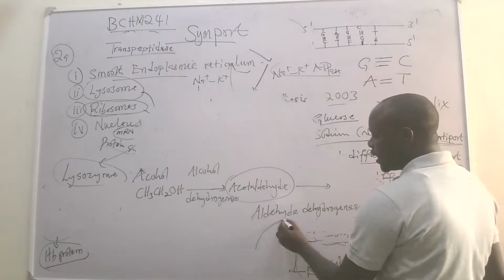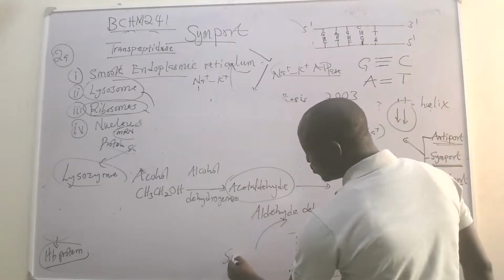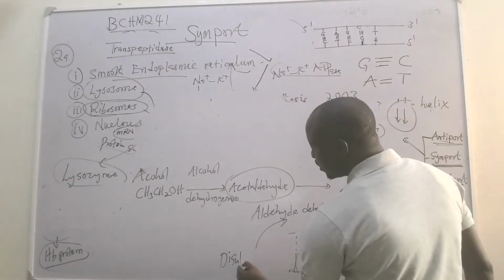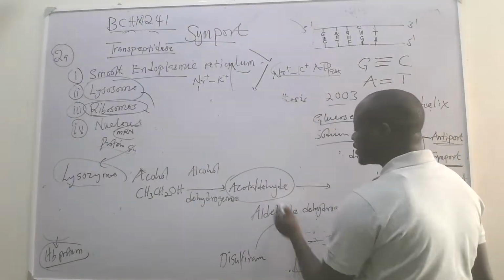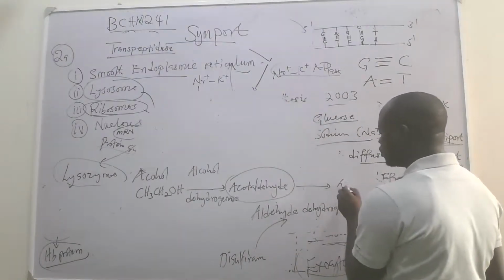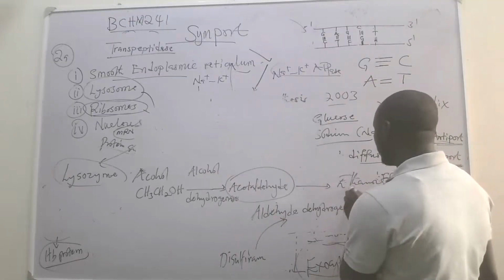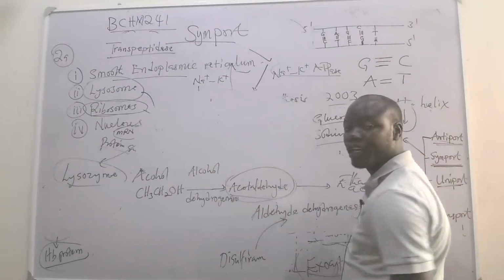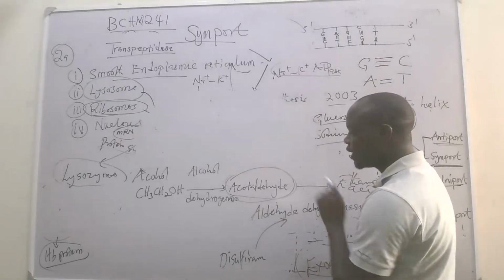So when you block the activity of aldehyde dehydrogenase using disulfiram, it means that the acetaldehyde cannot be converted into ethanoic acid at this point. If it cannot be converted into ethanoic acid, it means that the acetaldehyde will accumulate.